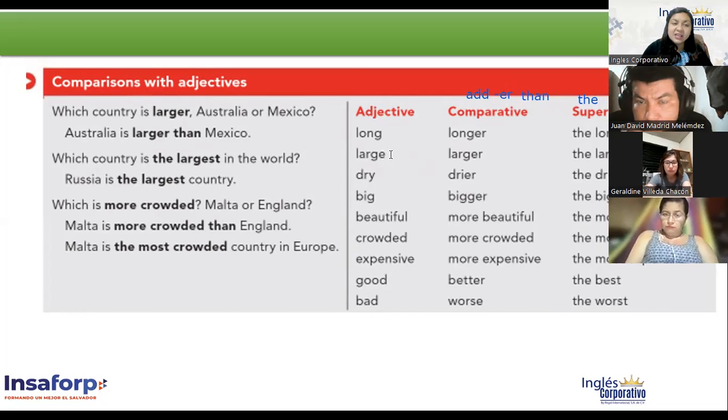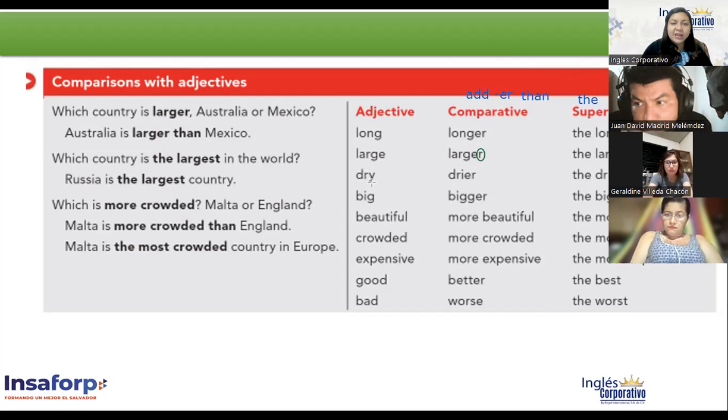It ends in E. So in this case, we just add the R, because if the E is already there, we only add the R. The superlative, the largest, is the same. I will only add ST because the E is there.